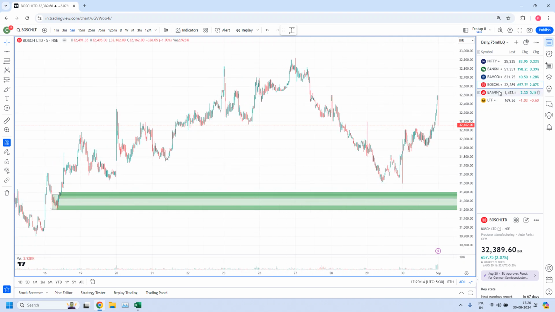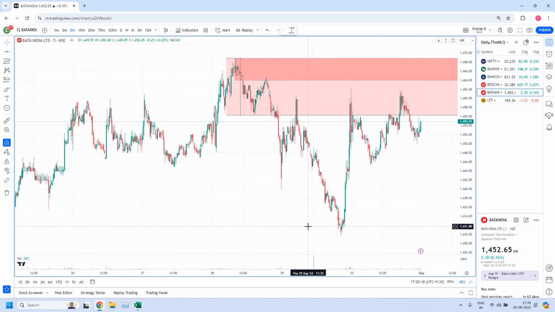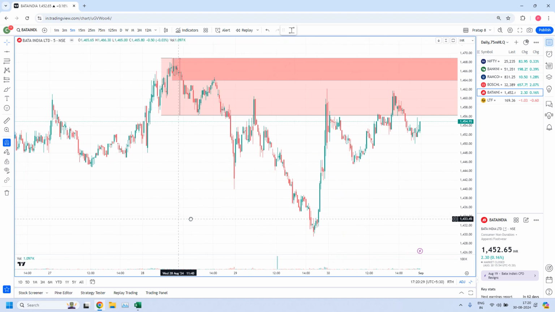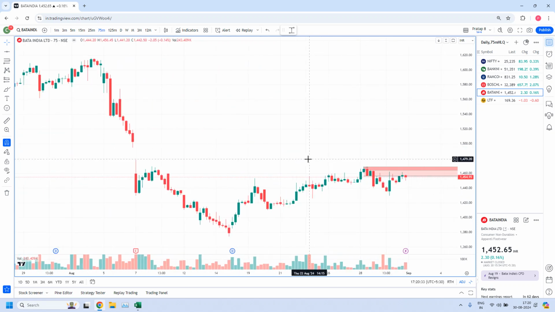And next one, last one is Bata India. Somehow I am not comfortable with fine tuning this zone. Still I found some trade opportunities, but I am not happy with those opportunities. What I will explain, some learning you are having here. And first of all, this is a 75 minutes high liquidity supply zone.